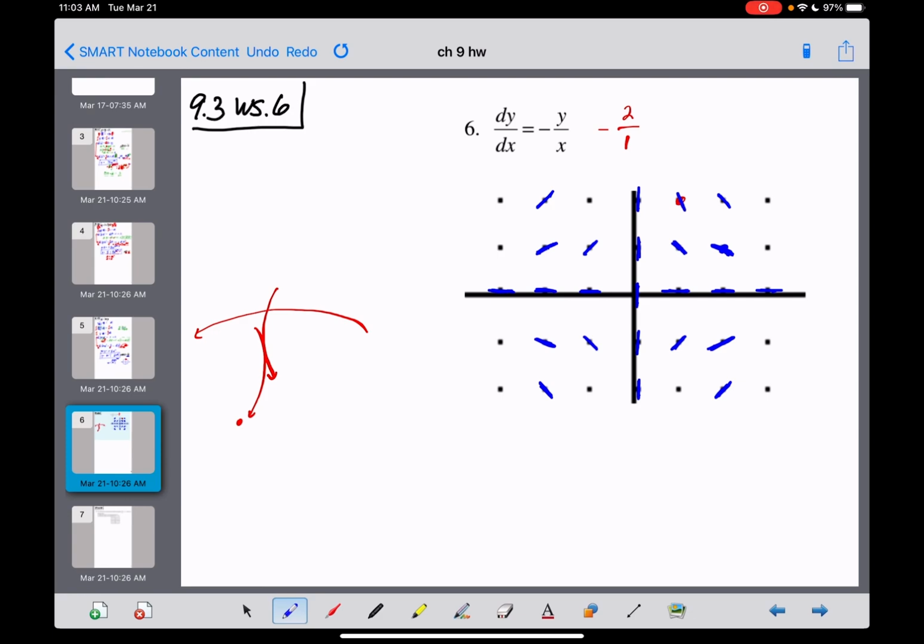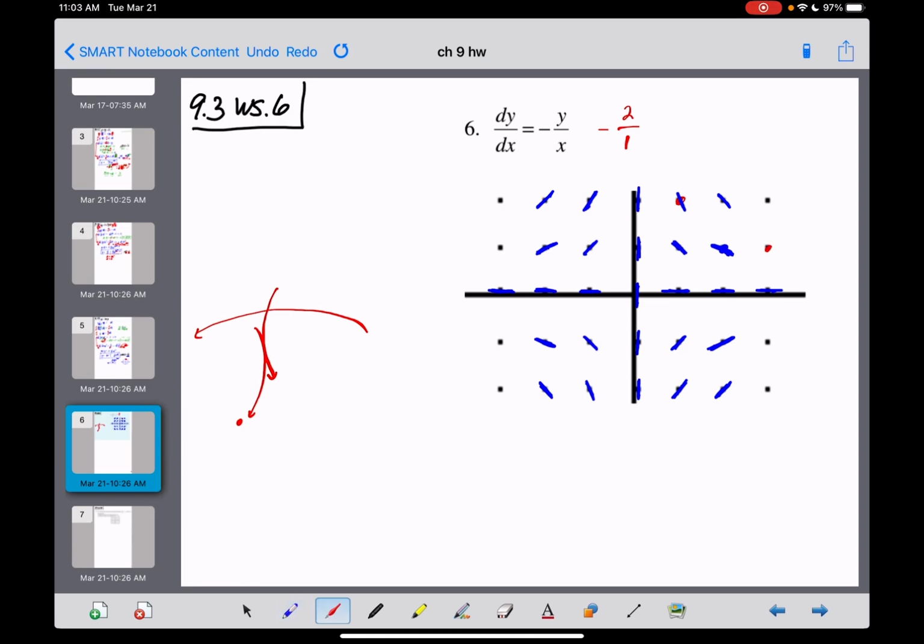Down here at the point 1, -2, it's +2. Over here at the point -1, 2, it's going to be +2 again. And then down in the third quadrant at -1, -2, that'll go back to being a -2 for that slope, looking something like that. Okay, getting close to being done here, guys.